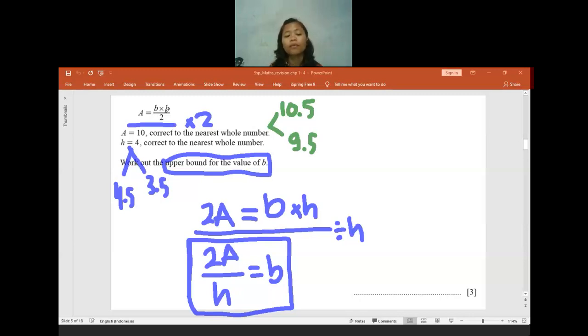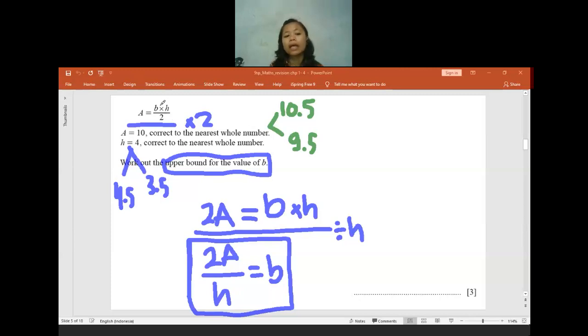You will be confused because last time I already gave you a list of how to find the upper bound of multiplication, upper bound of division, upper bound of subtraction, upper bound of addition. If you see this formula, it will be confusing. That's why we have to rearrange the formula and make the b the subject.